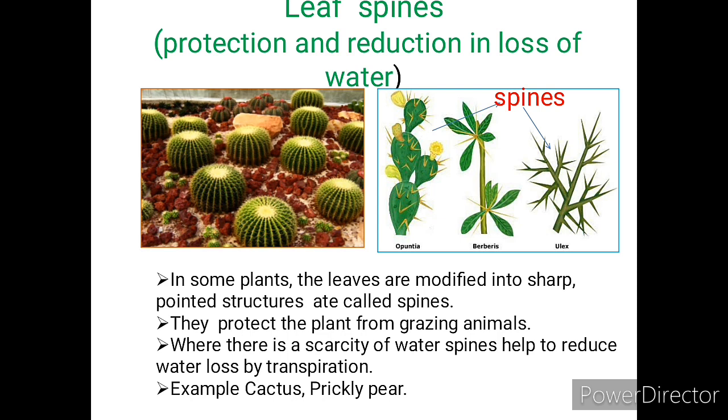This is a very important modification of xerophyte plants. What do you mean by xerophyte plants? The plants which grow in desert or dry areas. For example, desert plants like cactus and prickly pear are two examples of plants with spine modification.